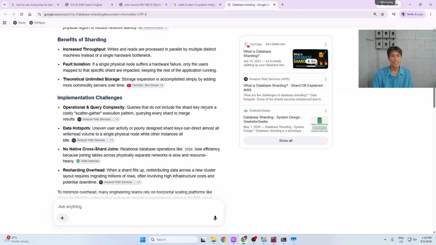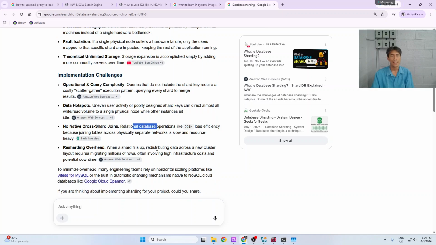So implementation challenges: operational and query complexity. You cannot just select asterisk because it's sharded. And you can have some data can be busy and some can be not busy. And no native cross shard joins. You see, no native cross join. You cannot select and join the other table. You do it in the app layer. And you have resharding overhead.